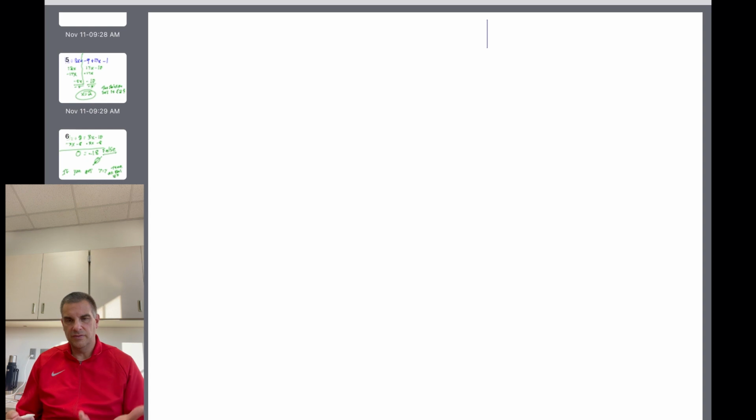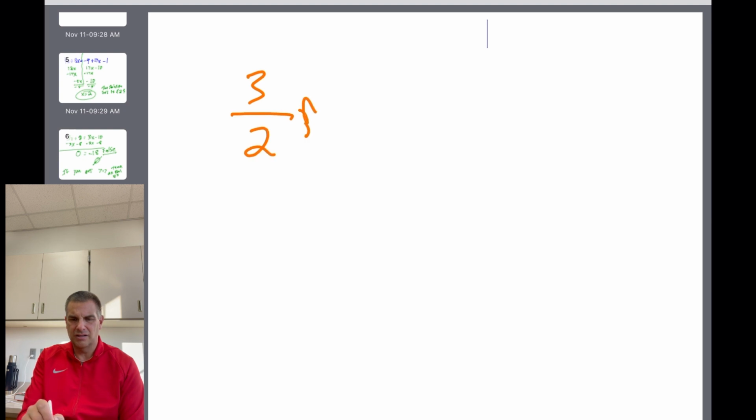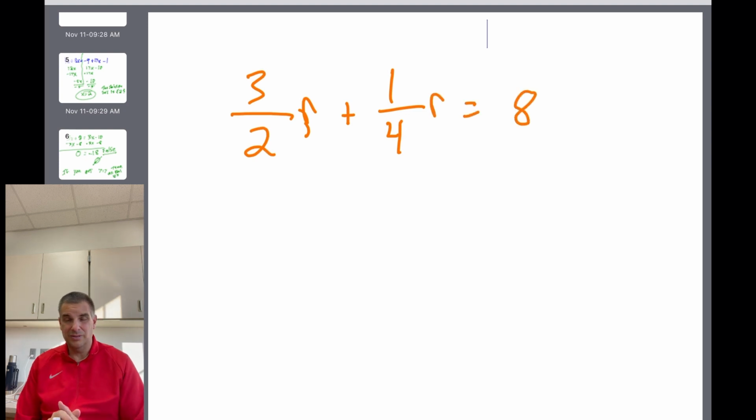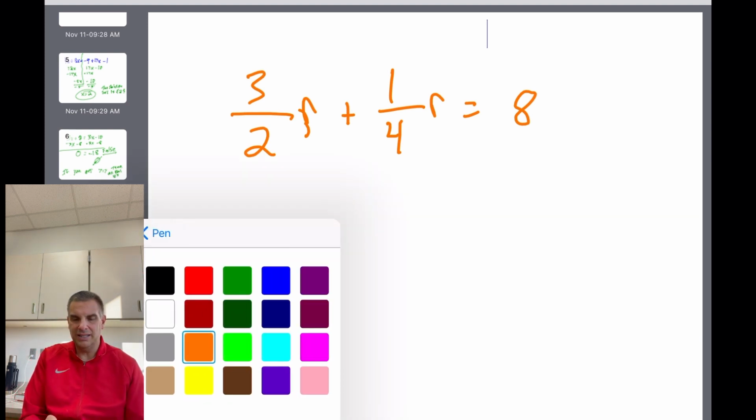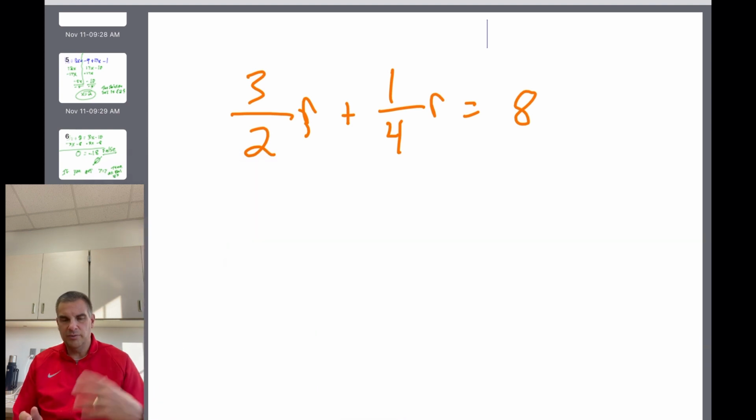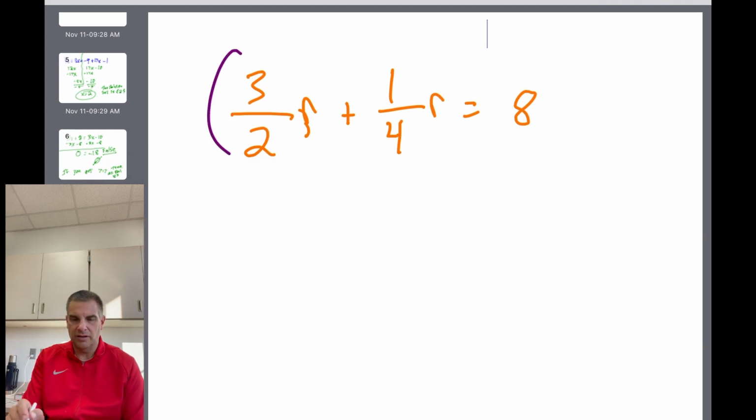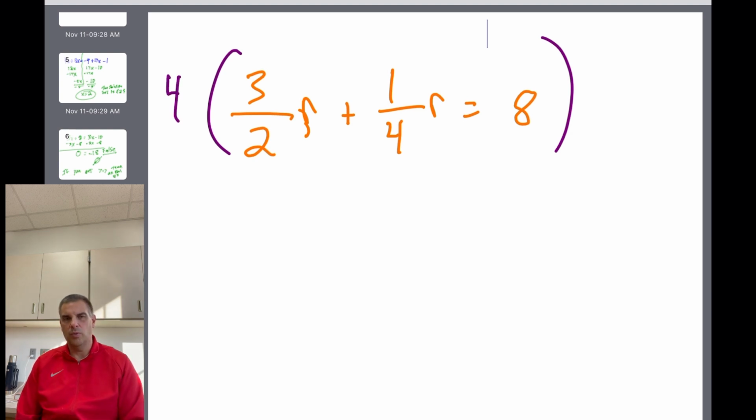Well, what happens if you've got multiple fractions going on? Let's say we have 3/2 r plus 1/4 r equals 8. And fractions are a whole lot of fun, so we really don't want to deal with them. We could combine these, but why combine them? We've got the r's on one side, we've got everything on the other. I'm going to multiply all of these by something. And the something I'm going to multiply by is 4, which is a common denominator for 2 and 4.